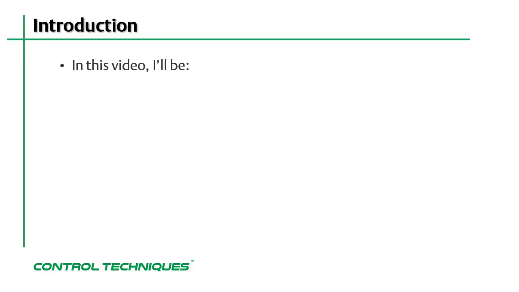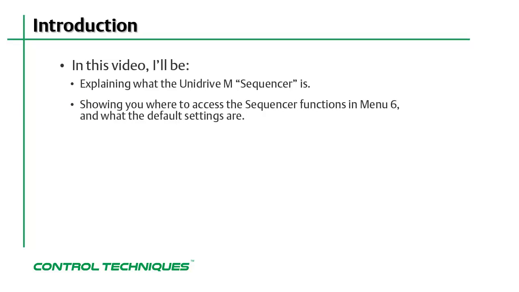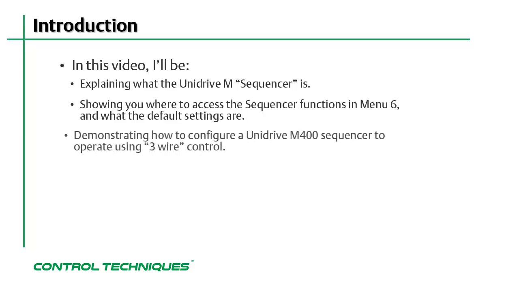In this video, I'll be explaining what the Unidrive M Sequencer is, showing you where to access the sequencer functions in Menu 6, and I'll also be showing you how the sequencer is configured by default. I'll be demonstrating how to change the sequencer settings so that the drive will operate using three-wire control. So if you're ready, let's get started.